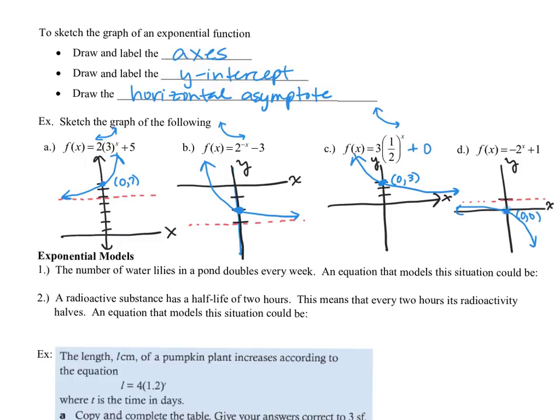All right, so of course you can always use your calculator to check your work, but I want you on your homework to try to first draw these functions without the calculator, and then you can always go back and check it on the calculator.